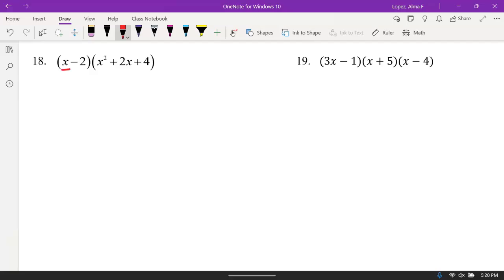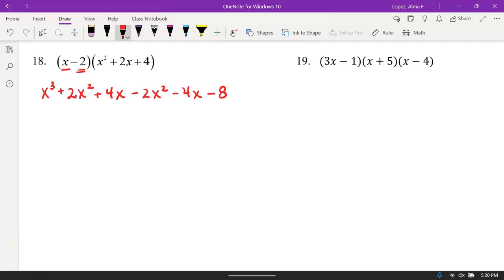We'll start with the x. X times x squared is x to the third. X times 2x is 2x squared. X times 4 is 4x. We finished with the x, so let's scoot over to the negative 2 now. Negative 2 times x squared is minus 2x squared. Negative 2 times 2x is minus 4x. And negative 2 times 4 is minus 8.